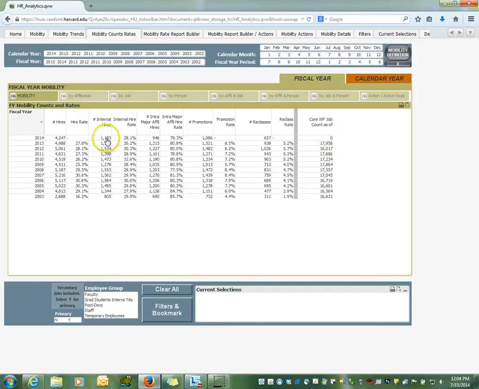You can see, however, that the internal hires does present a rate, because this rate and this rate are internally referenced. So the number of internal hires uses the number of hires as its denominator. And likewise, the intra-major affiliation hires uses the internal hires as its denominator. So you can see that typically the intra-major affiliation hire rate is high.